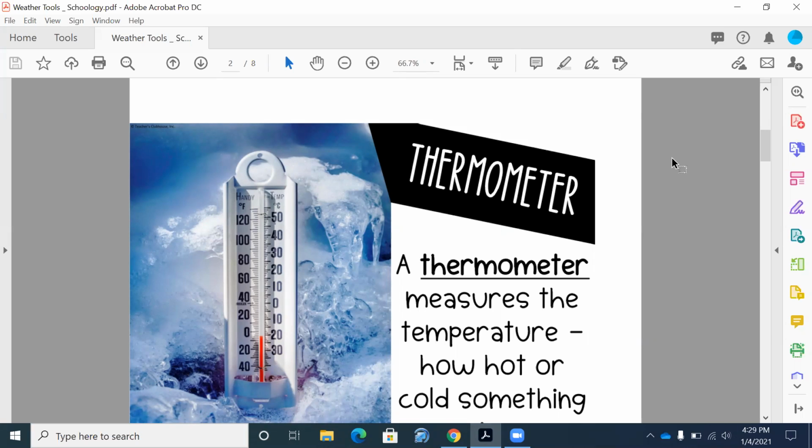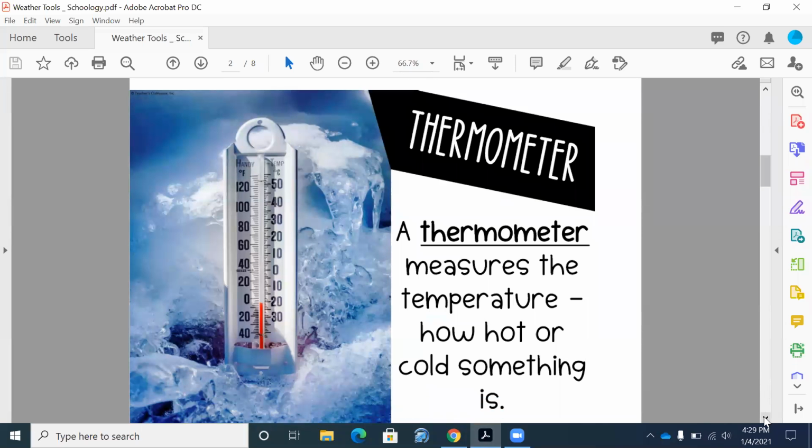And that's not for several weeks, because we have a lot to learn with weather. So here is our first weather tool that you need to be recognized with, which is obviously a thermometer. A thermometer measures the temperature, how hot or cold something is. Really important, okay?